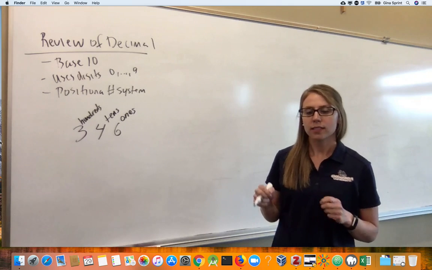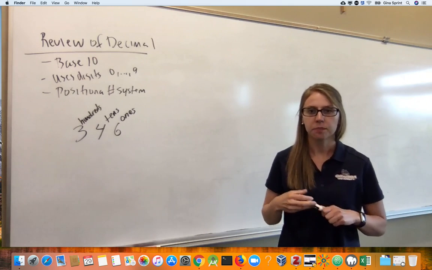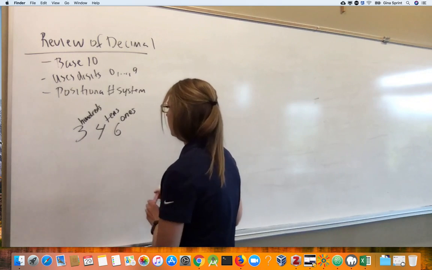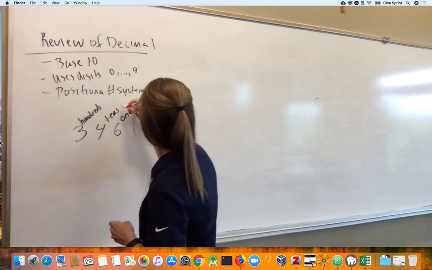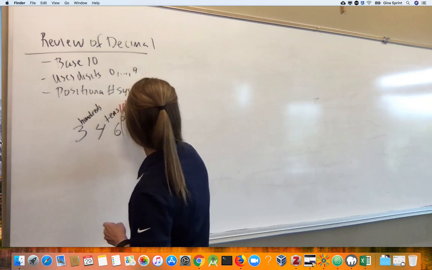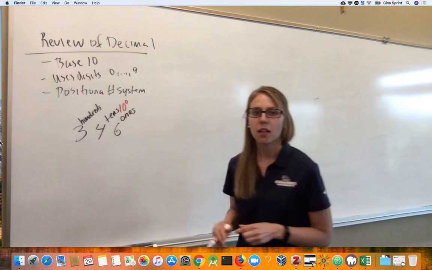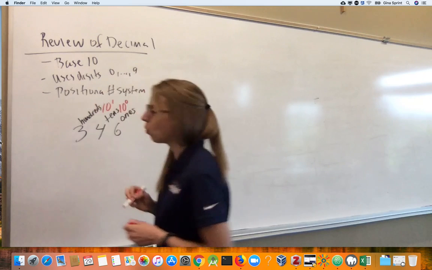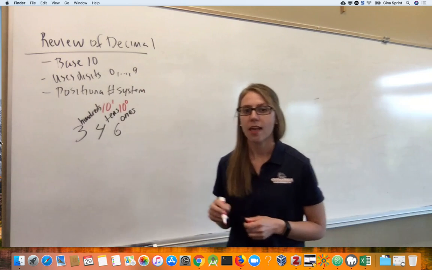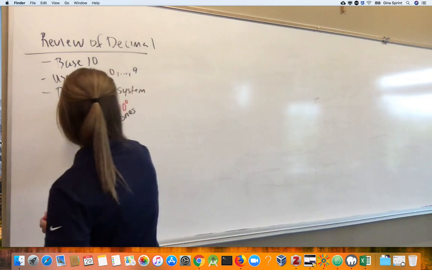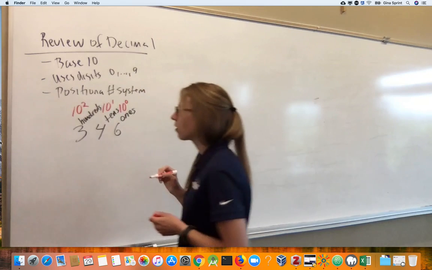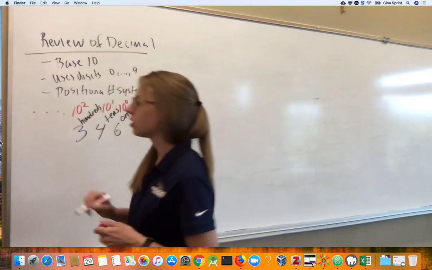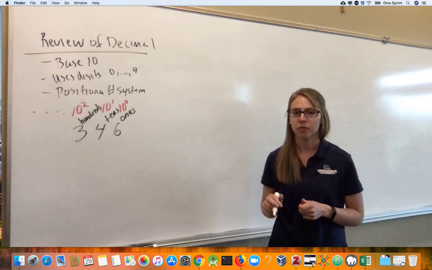Well, those ones, tens, hundreds, thousands, etc. are based on powers of 10. The ones position corresponds to 10 to the 0 power. The tens position corresponds to 10 to the 1 power. And the hundreds position corresponds to 10 to the power of 2, or 10 squared. So on and so forth.